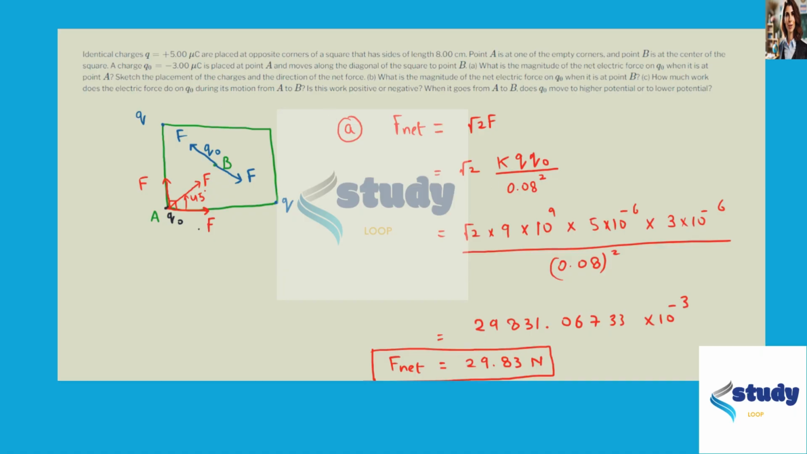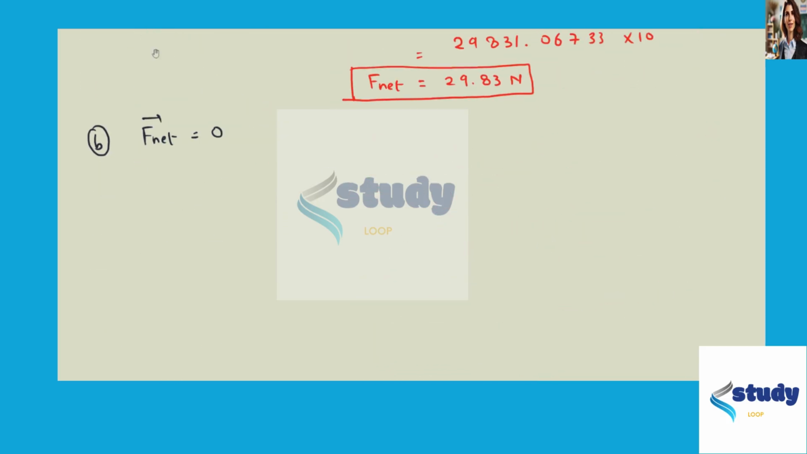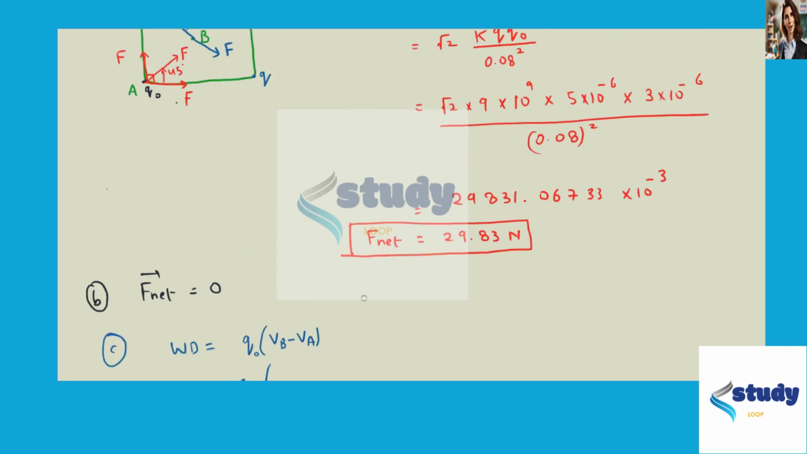So we're going to use the formula that the work done is given by Q times the change in the potential. So we'll say that the work done is going to be Q times the potential at B minus the potential at A. And Q is definitely Q naught because Q naught is moved. So it's Q naught. Now, what is the potential at B?